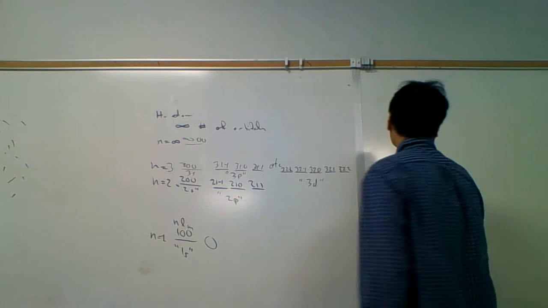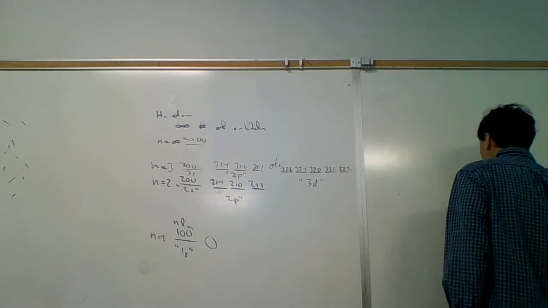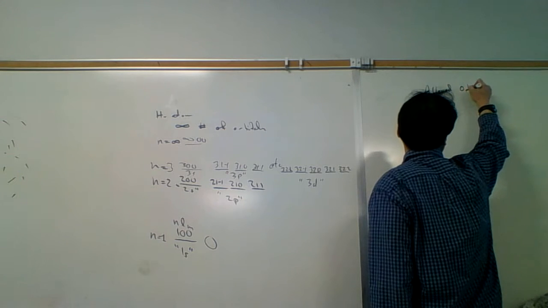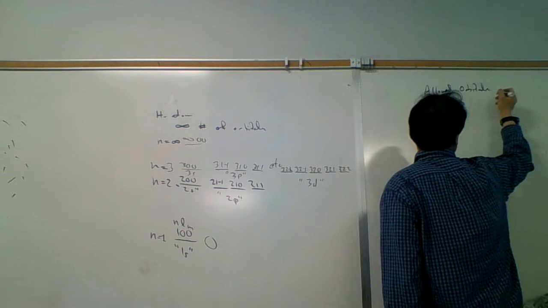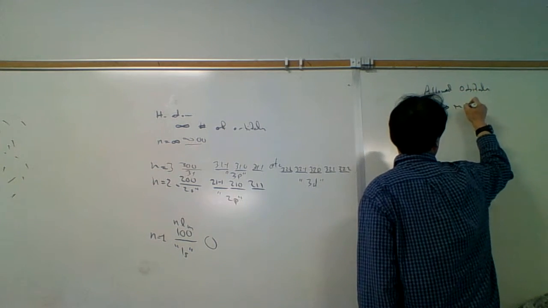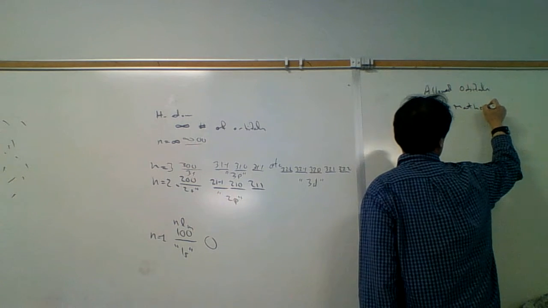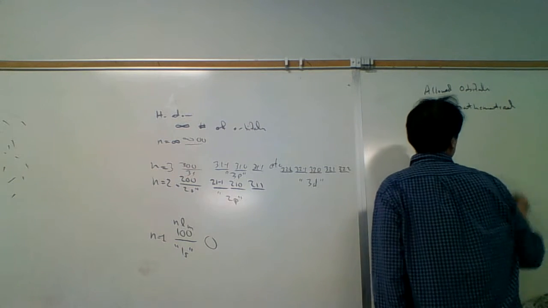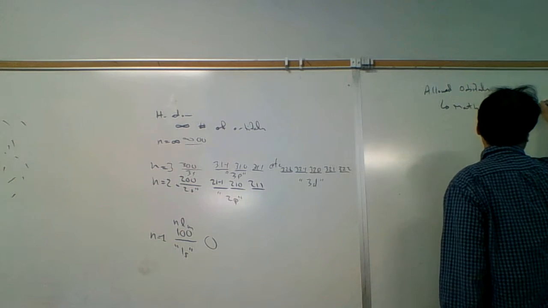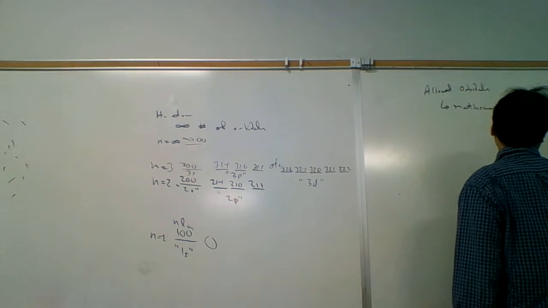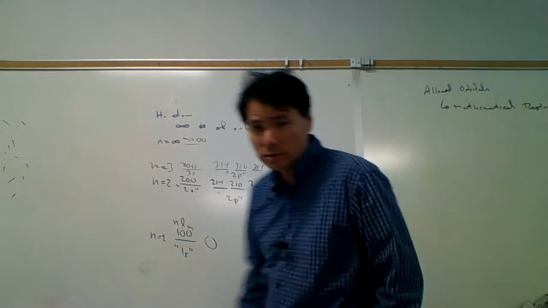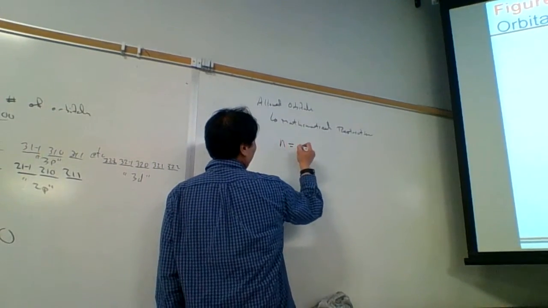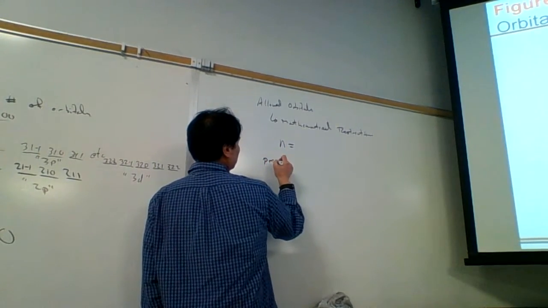And so the pattern for the orbitals: these have mathematical restrictions. That's what makes them allowed. And if they don't adhere to these mathematical restrictions, then they're forbidden. So what are the mathematical restrictions here? The first one is n. N is called the principal quantum number.